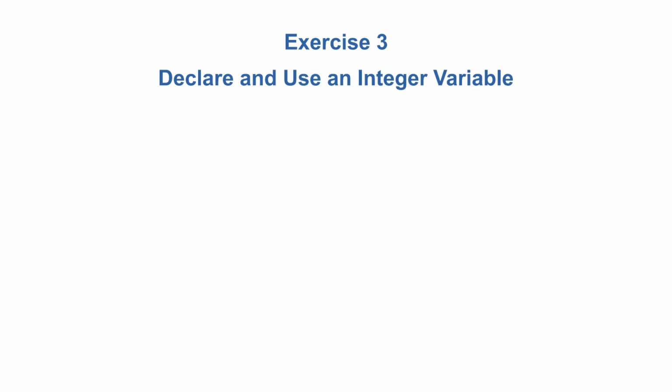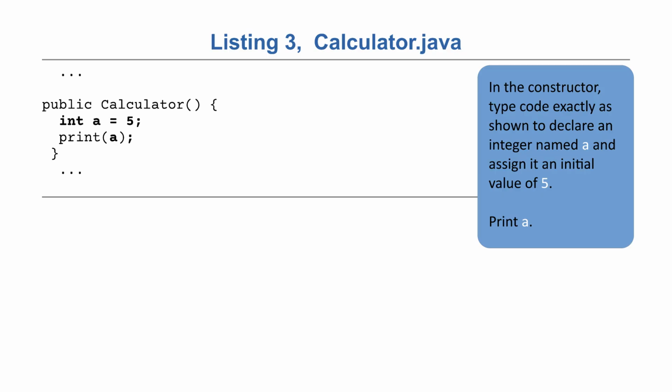Exercise 3. Declare and use an integer variable. In the constructor, type code exactly as shown to declare an integer named a and assign it an initial value of 5. Then print a. Run it. What happened? It should have printed 5.